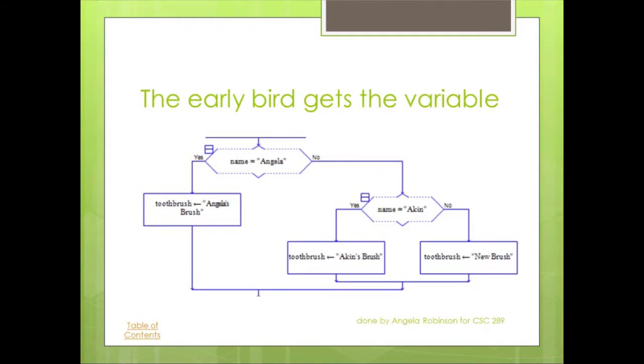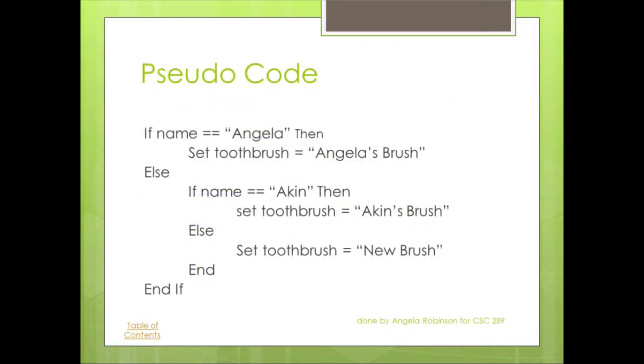To avoid getting the wrong results, we nest the second if statement into the first one in the else section, or no side. Here, I show how that looks in the Raptor flowchart. Here is the pseudocode for the nested statement. Again, take note of the indentations to show what statements belong to which if statement.